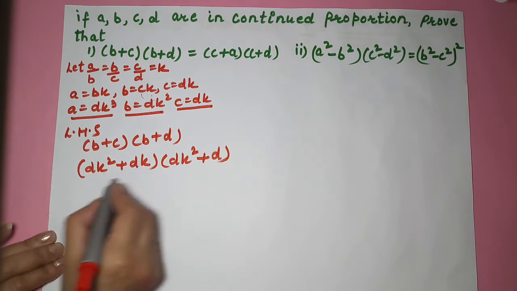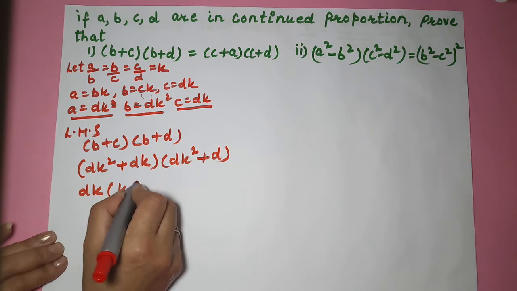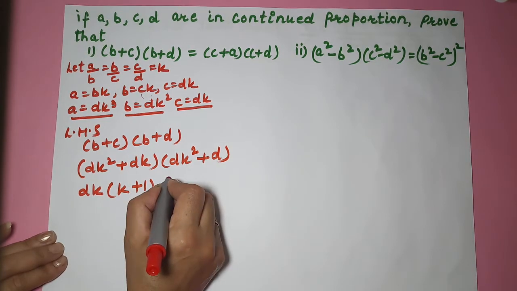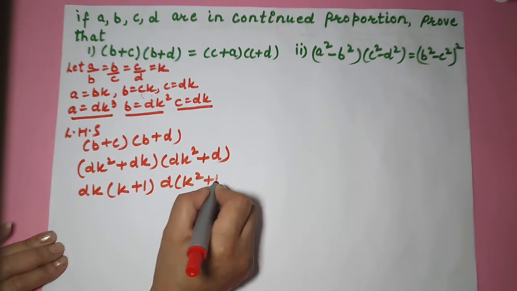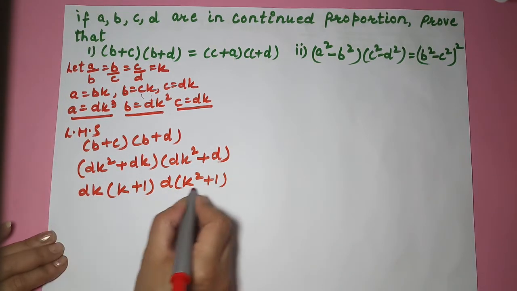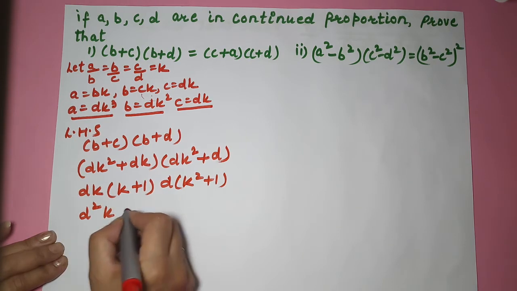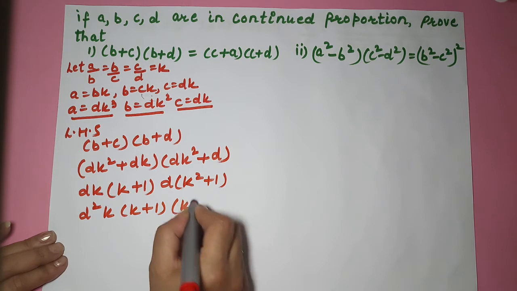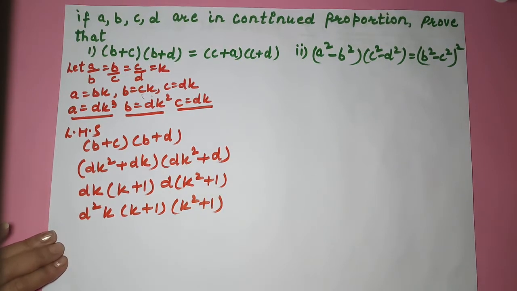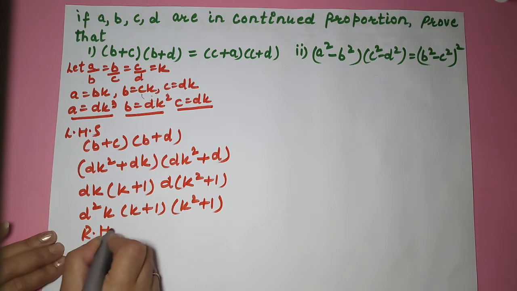So here I can take DK common. What am I left with? K plus 1. Here I can take D common. What am I left with? K square plus 1. So finally if I combine this, I will get D square K into K plus 1 into K square plus 1. Fine. Let me see what I will get in the right hand side part.